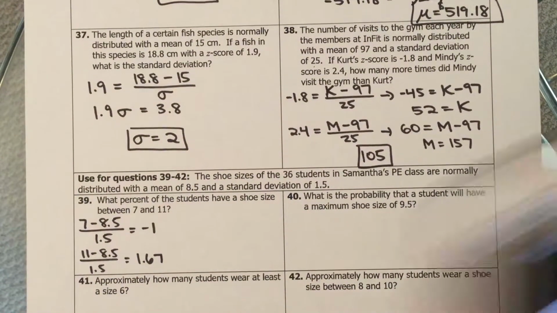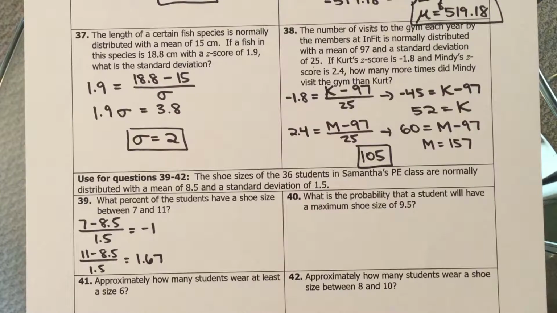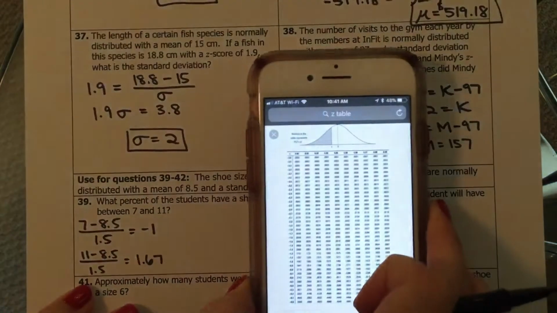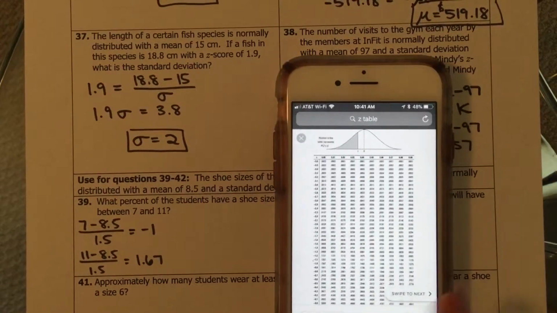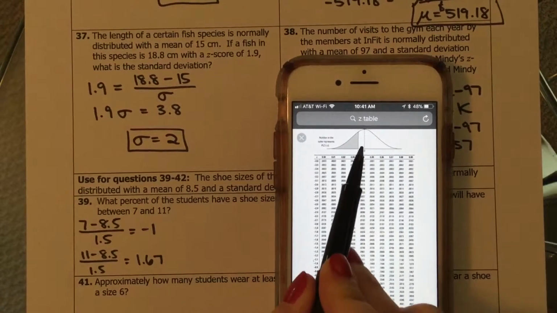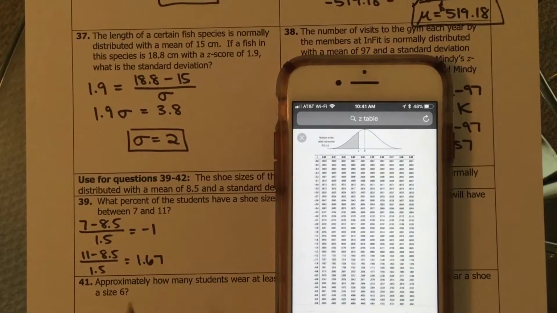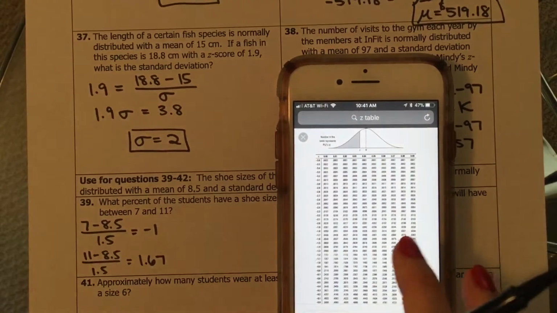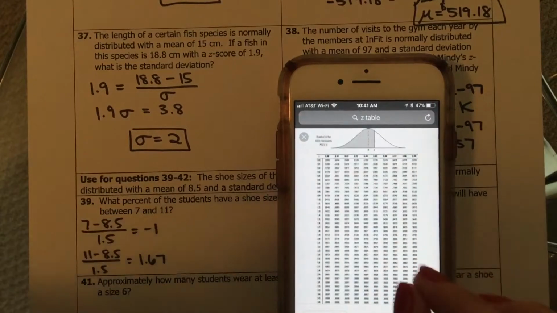Okay, so you want to know what's in between. So I'm going to pull up a z-table like we were using the other day. Okay, I might just have to look up a new one. Okay, so we've got a z-table pulled up here. So from -1, remember what this gives you is the value to the left. So what you want to figure out is what's to the left of 1.67 minus what's to the left of -1.